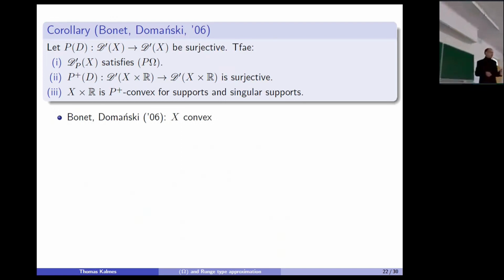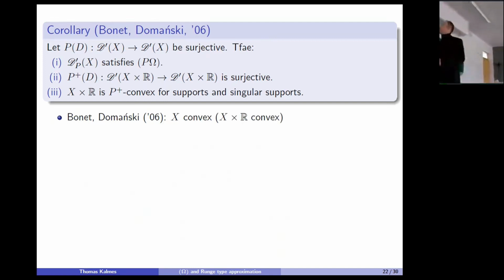Okay, and with this, Bonet and Domański showed that convex sets always have P-omega because if X is convex, then X times R is also convex, and in convex sets, the differential operators are always surjective.